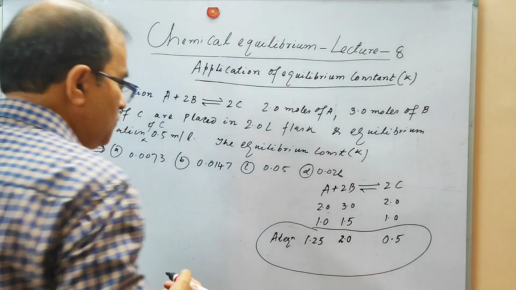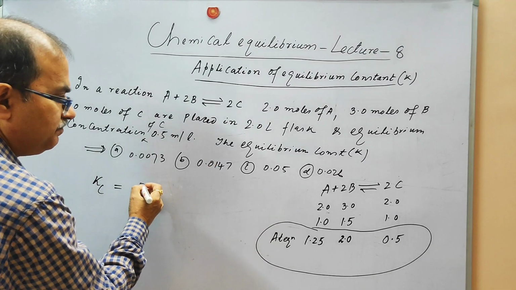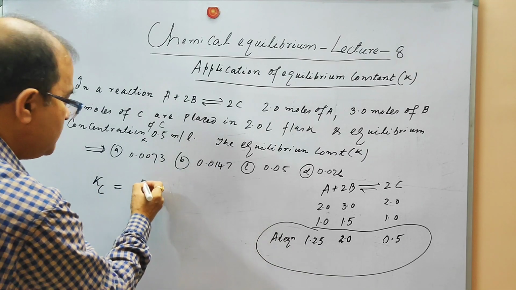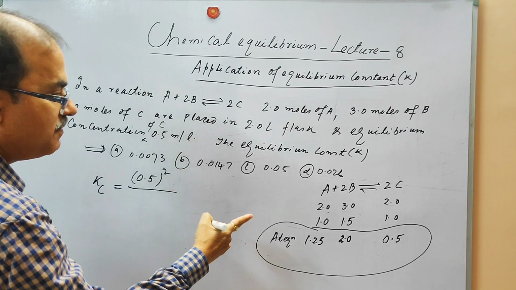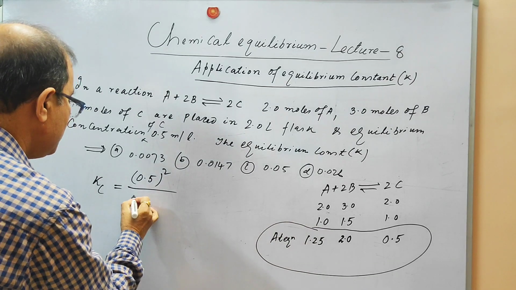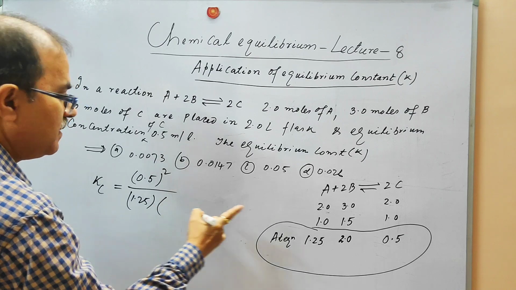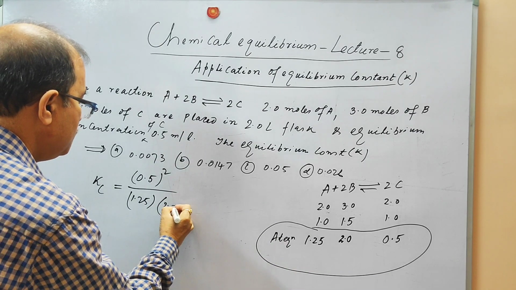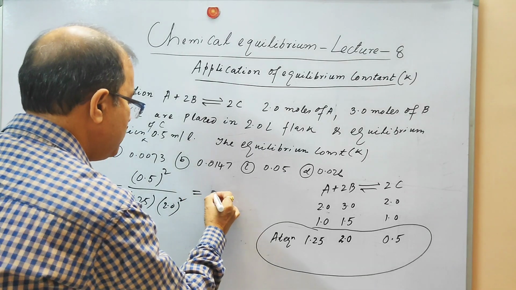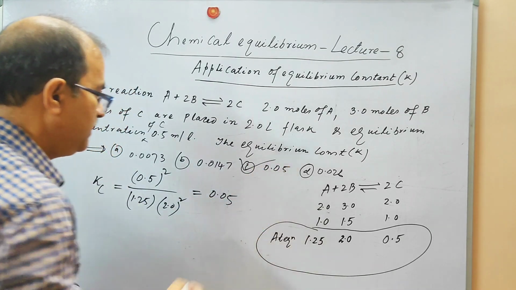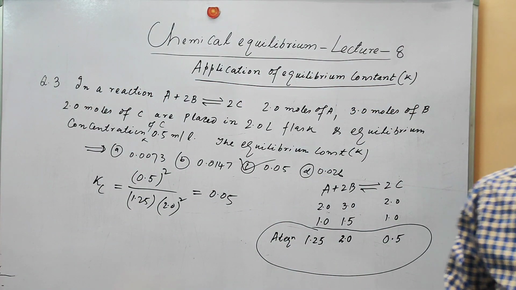So now it is easy for you to calculate the Kc. Kc is given by C, which is 0.5, the whole square, divided by A, which is 1.25, and B, which is 2, the whole square, and if you calculate it will come to around 0.05. C will be the right answer. Okay, in this way the numericals will come and you have to solve them.